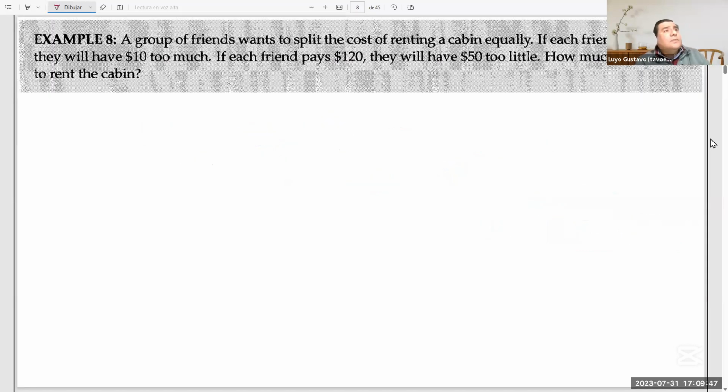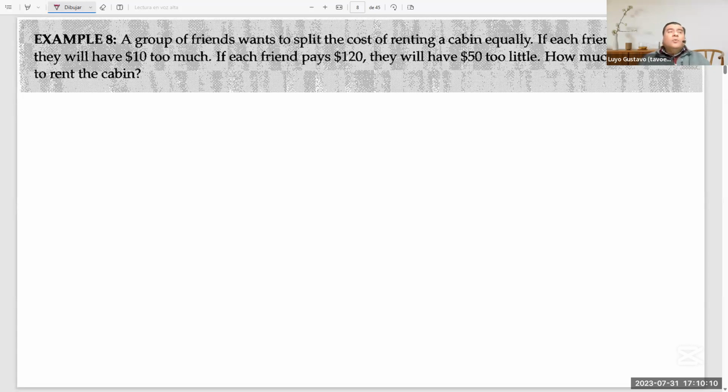Question 8. A group of friends wants to split the cost of renting a cabin equally. If each friend pays $130, they will have $10 too much. If each friend pays $120, they will have $50 too little. How much does it cost to rent a cabin?